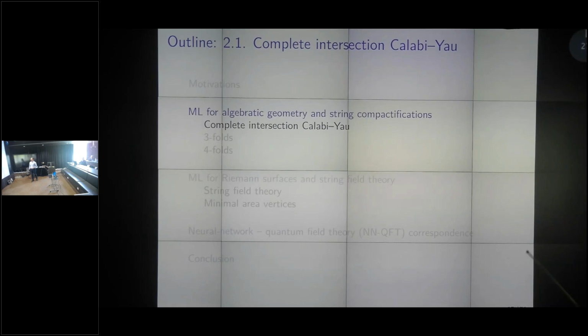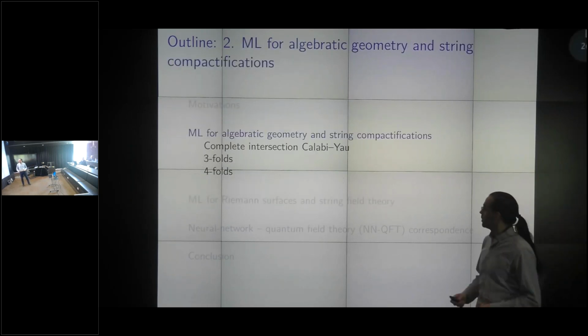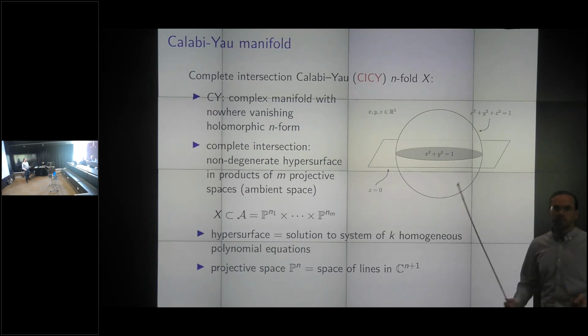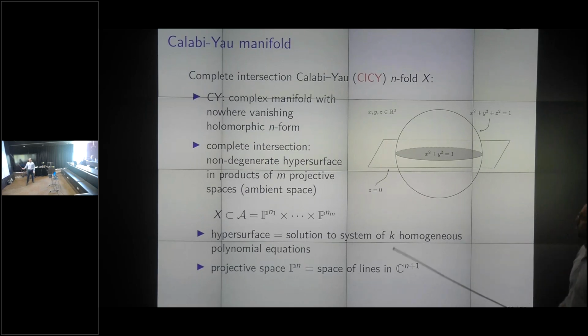Okay, so I will move to the machine learning for Calabi-Yau manifolds. Are there any questions until now? Okay, so as I mentioned in the introduction, these complete intersection Calabi-Yau manifolds are like the simplest Calabi-Yau manifolds you can get. Calabi-Yau manifolds are very complicated geometry, so we don't really care about the precise definition, which is here, but it's not important.